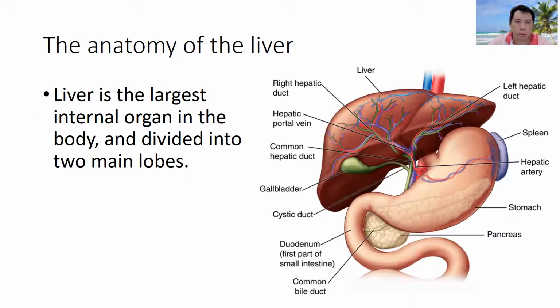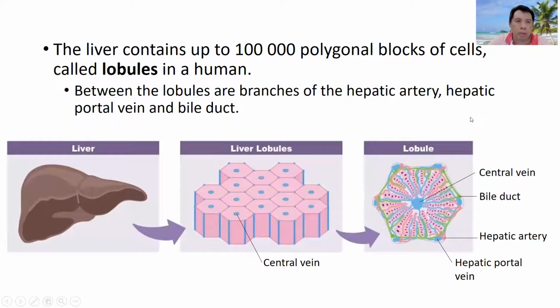First of all, let me show the anatomy of the liver. The liver is the largest internal organ in the body and is divided into two main blocks. Here you can see the first one, the larger, and the smaller one. The liver contains up to 100,000 polygonal blocks of cells called lobules.